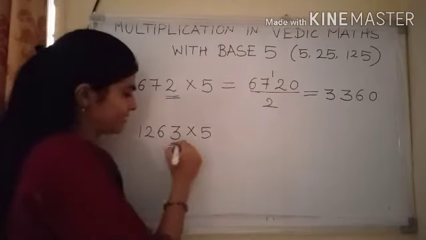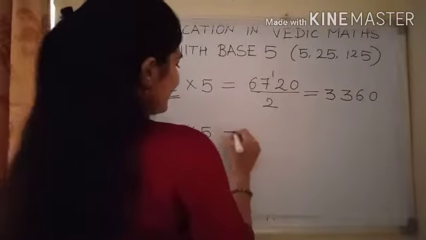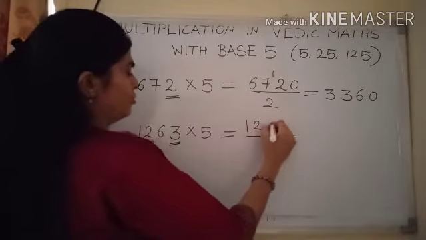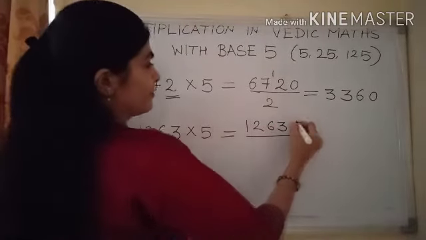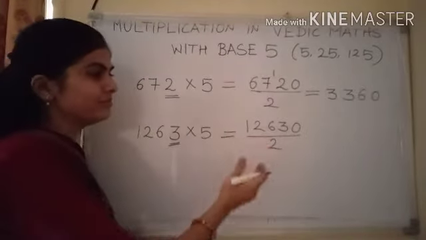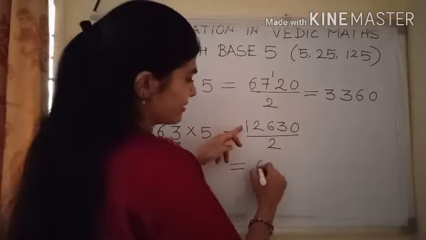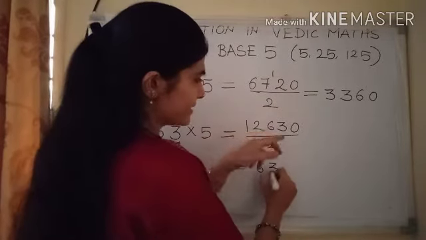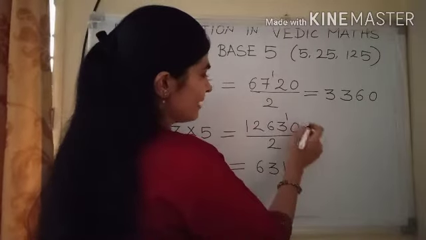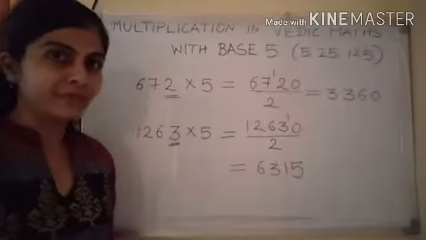If the last digit is odd, then what will be the answer? Let's discuss. Now we can write down 12630 divided by 2. I am writing it directly, okay? Now 2 6s are 12, 2 3s are 6, 2 1s are 2, 1 is remainder, so 1 and 0, so 2 5s are 10.